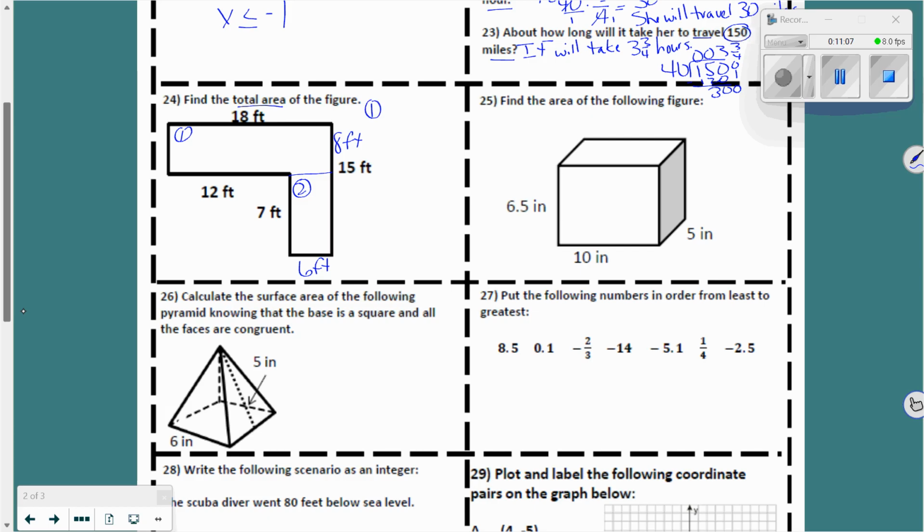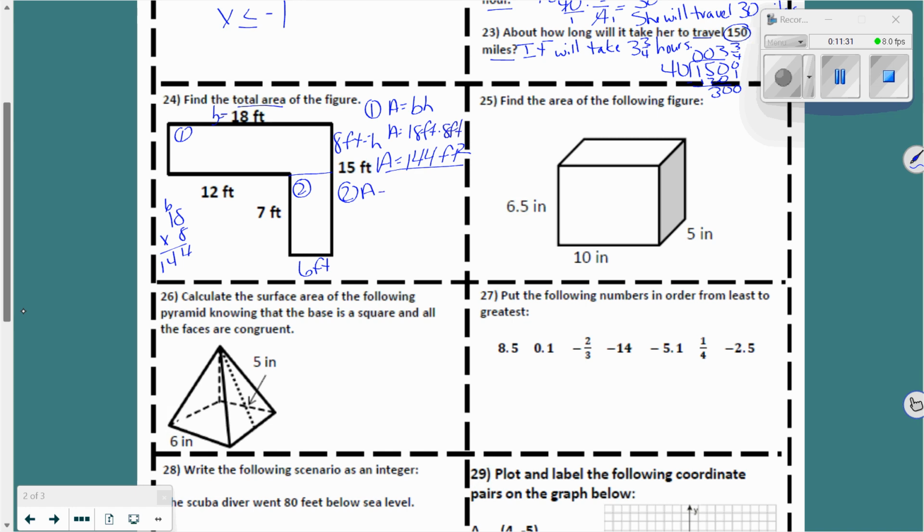Figure 1 is a rectangle, so my area equals the base times the height. I've got a base of 18, a height of 8. So my area equals 18 times 8. So I do that math, 18 times 8, 64, 144. So this area is 144 feet times feet is feet squared. Do not forget your units.